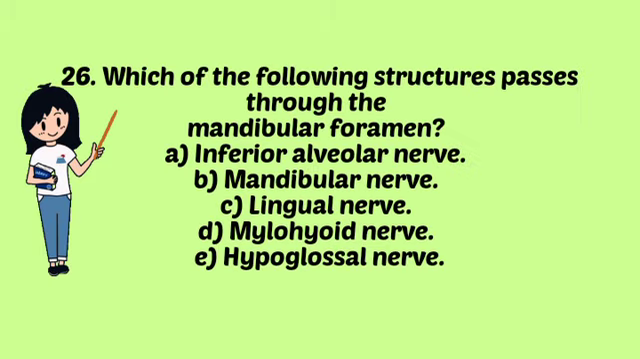26. Which of the following structures passes through the mandibular foramen? A. Inferior alveolar nerve, B. Mandibular nerve, C. Lingual nerve, D. Mylohyoid nerve, E. Hypoglossal nerve. Option A is correct, inferior alveolar nerve.